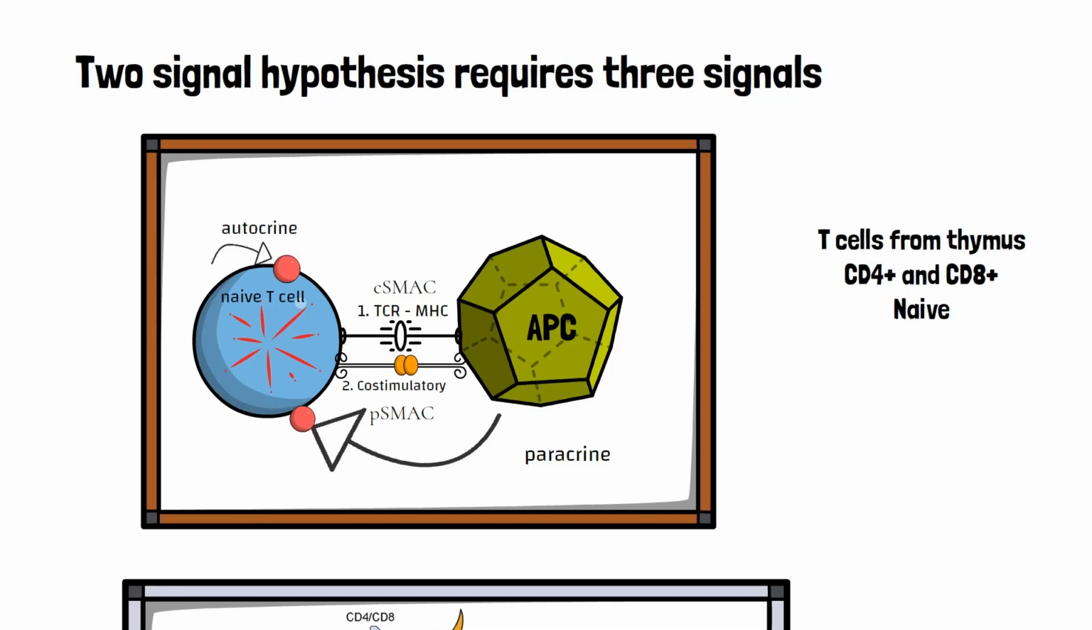This whole complicated process of activation is important for T cell survival, proliferation, and differentiation. This concludes the video on the two-signal hypothesis.